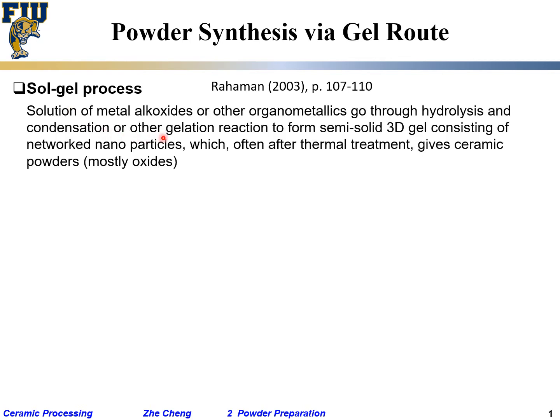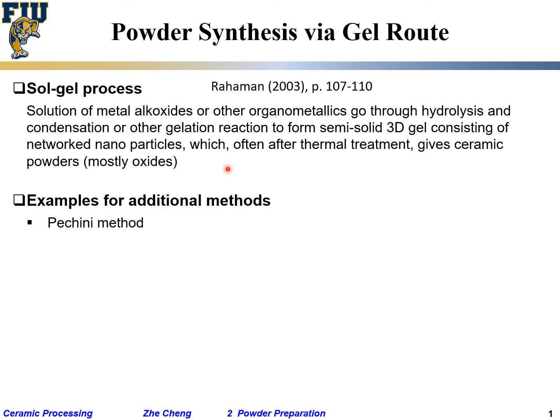We don't go into the detail, but the solution is quite often of metal alkoxide, those metal organo compounds, which go through hydrolysis, which is they react with water, and condensation. The products are linked together to form a semi-solid three-dimensional gel. It feels like silicone when it's dry. Do you know what I'm talking about, window caulking? Those things, a network of nanoparticles, which often after heat treatment gives you ceramic fine powder.